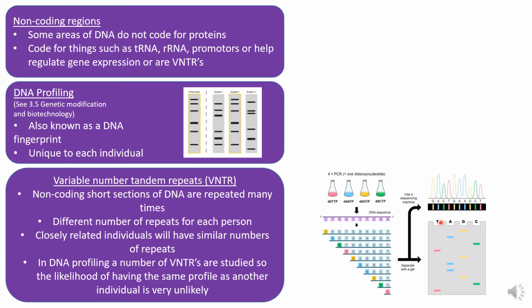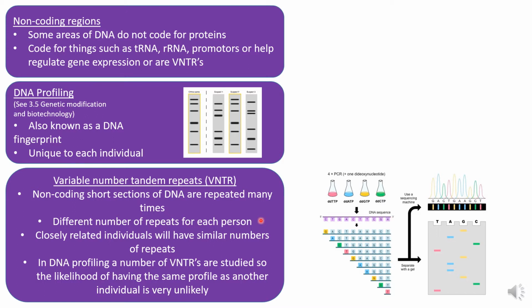Each person has the variable number tandem repeat, but they all have a different number of repeats. So I might have 1,000 repeats and you might have 10,000 repeats of that short sequence. Closely related individuals tend to have similar numbers of repeats. And in DNA profiling, a number of these variable number tandem repeats are studied, so the likelihood of having the same profile as another individual is really unlikely.